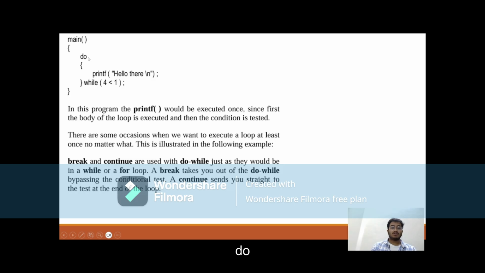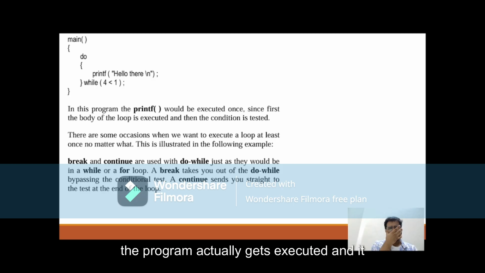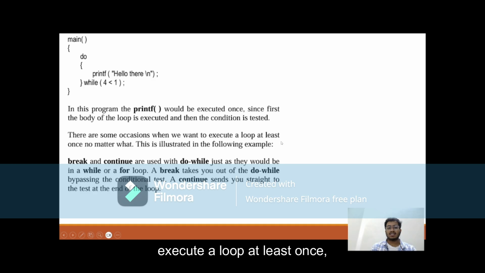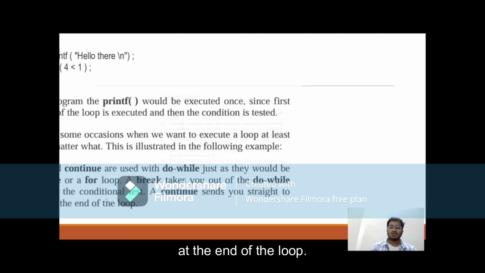Main, do printf hello there while 4 is less than 1. Is 4 less than 1? No. But actually here the program gets executed and will print hello there, because in this program the printf would be executed once, since first the body of the loop is executed and then the condition is tested. There are some occasions when we want to execute a loop at least once, no matter what. Break and continue are used with do while just as they would be in a while or a for loop. A break takes you out of the do while, bypassing the conditional test. A continue sends you straight to the test at the end of the loop.